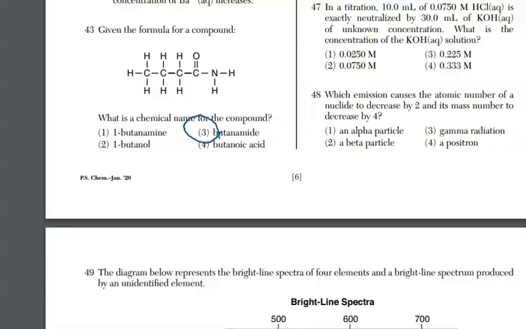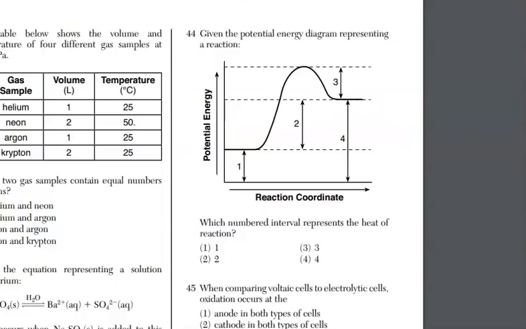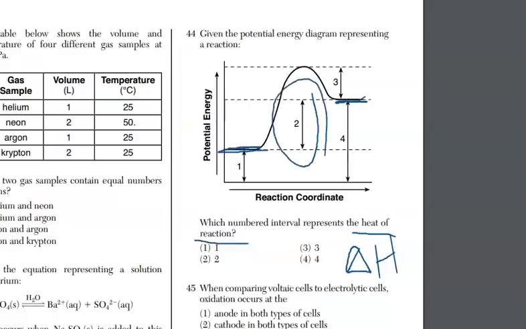Moving on to 44. Okay, we have a potential energy diagram, and we're asked which interval represents the heat of reaction. Heat of reaction, the symbol is delta H, and remember, that's the potential energy of my products minus the potential energy of my reactants, and that is shown here with arrow 2. So the answer is choice 2.